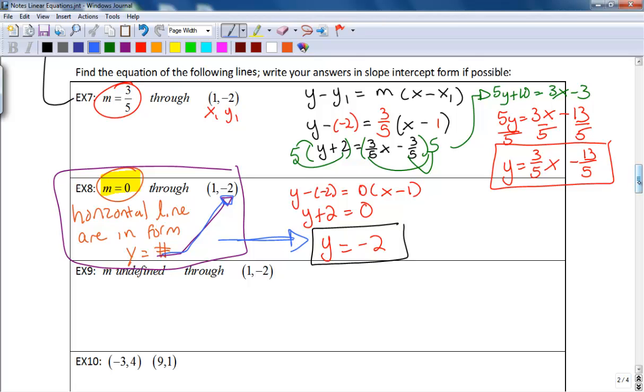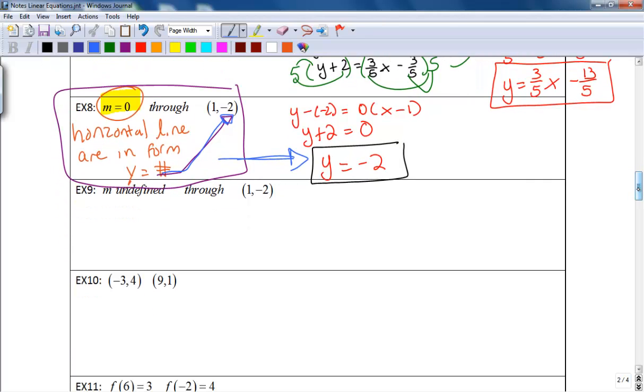Example 9 tells me I have a slope that's undefined and that I'm through the point (1, -2). Well, again, what I need to do is determine what kind of line gives me an undefined slope. We talked about this earlier. Those are vertical lines. Well, if horizontal lines are in the form y equals a number, vertical lines are going to be in the form x equals some number.